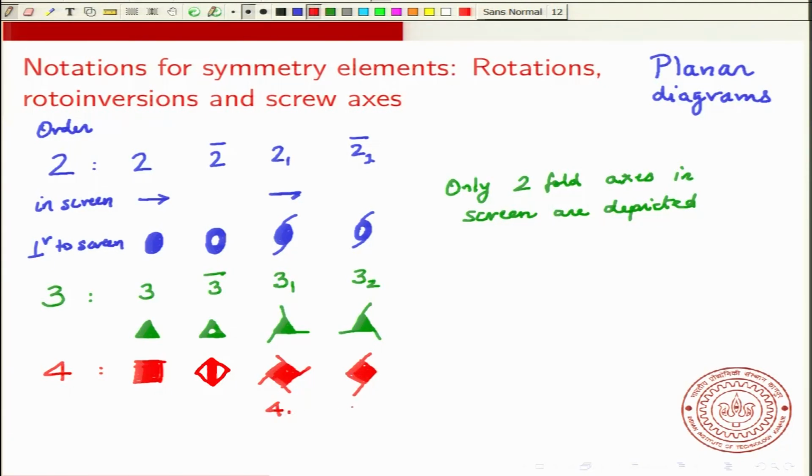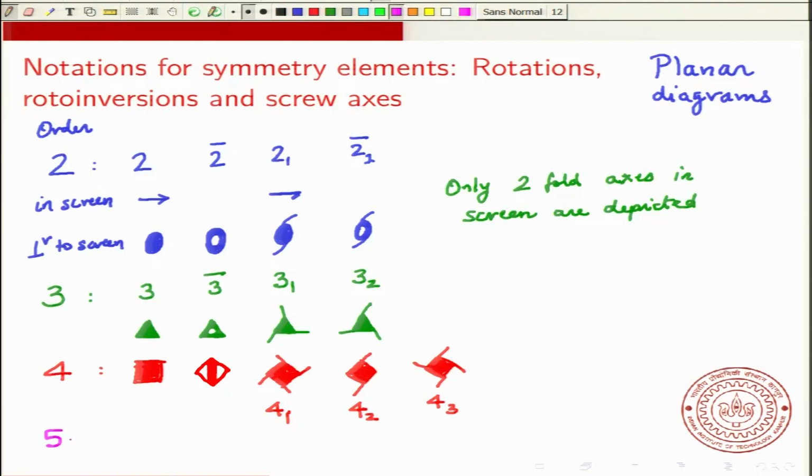So, 4 sub 1, 4 sub 2, and if you want to show 4 sub 3, we again use the fact that it is like a 4 sub 1, but the lines are drawn in the opposite direction, in the perpendicular directions. And similarly, if you have a 4 sub 3 with an inversion, then there will be an empty circle in the middle.